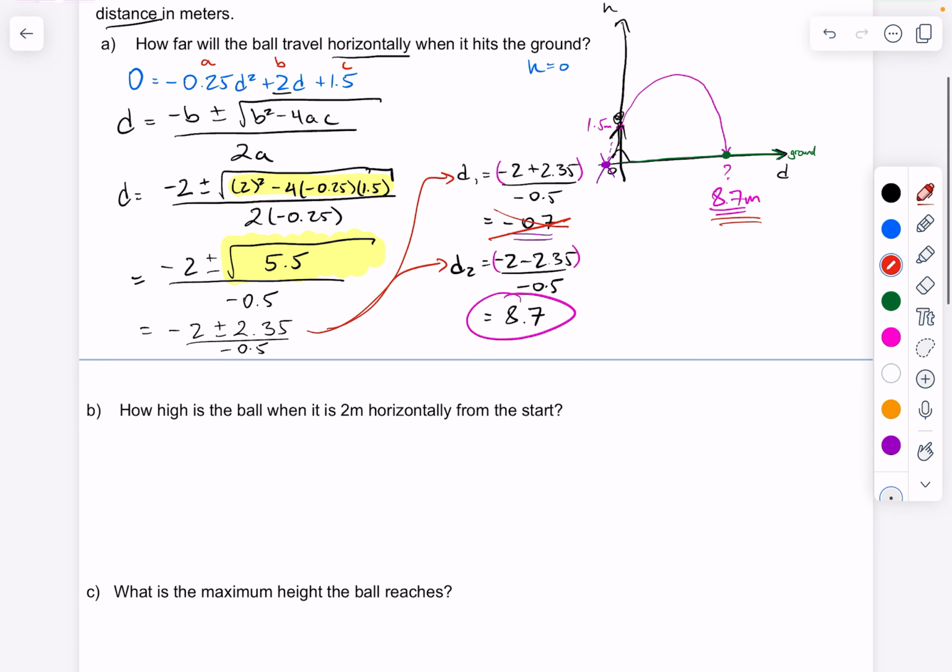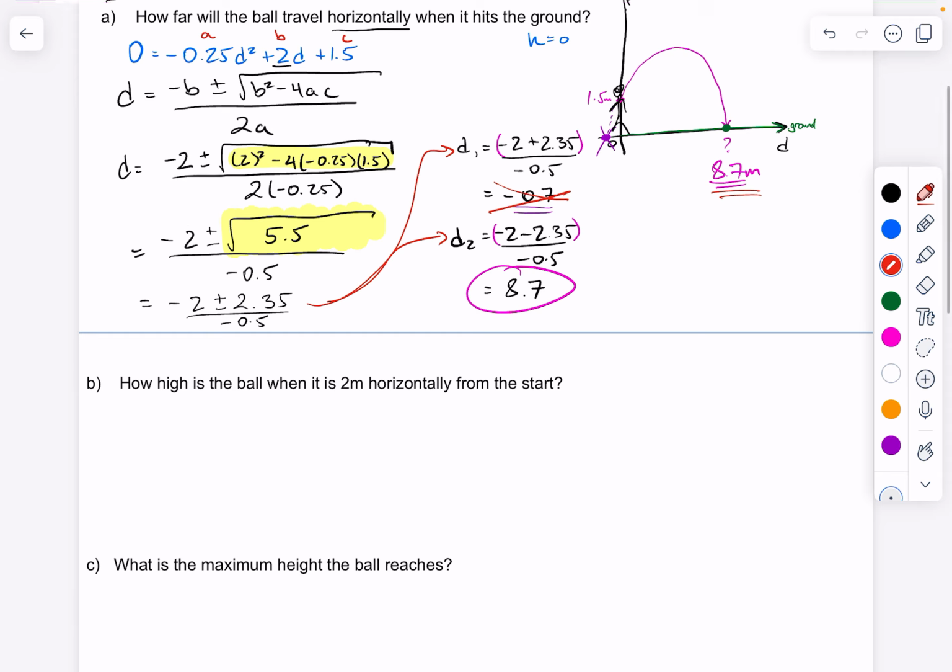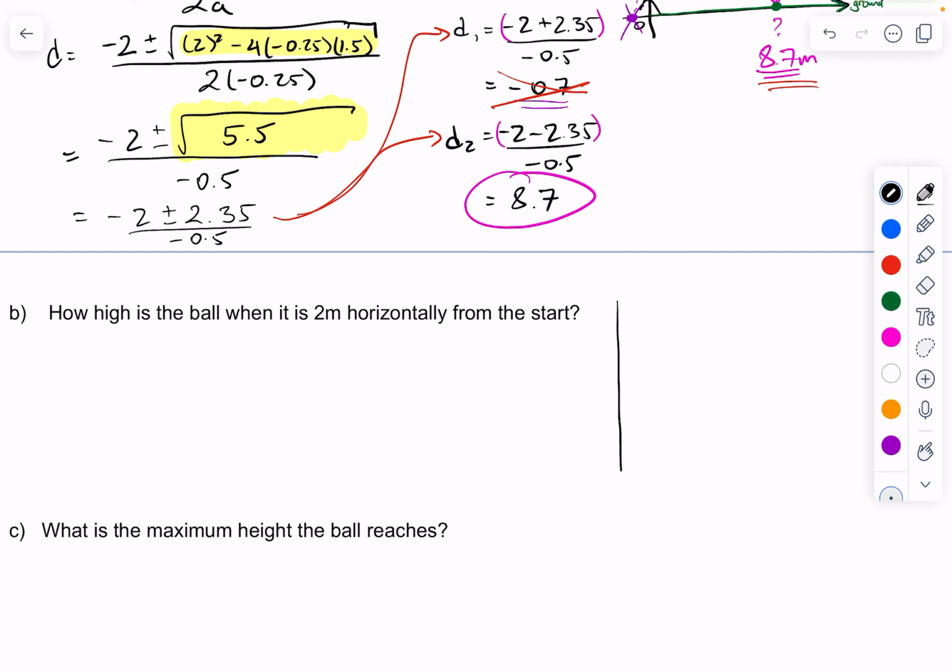All right, let's look at the second bit. How high is the ball when it's 2 meters horizontally from the start? So in this case, if we look at our little graph that we made, right? So now we know that this is 8.7, this is 1.5. And so now the question is 2 meters horizontally from the start. So that means 2 meters this way. What's the height?